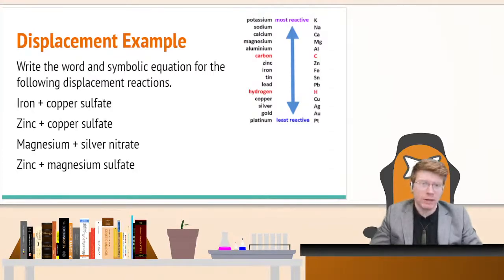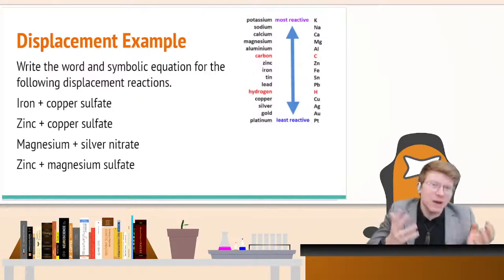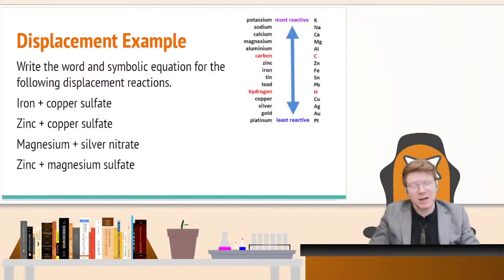We're just going to do the word ones together, but the symbol equations will be there for you to do, and it'll obey all the same rules around chemical equations that we normally do. So let's start off with the first one. So iron plus copper sulfate.